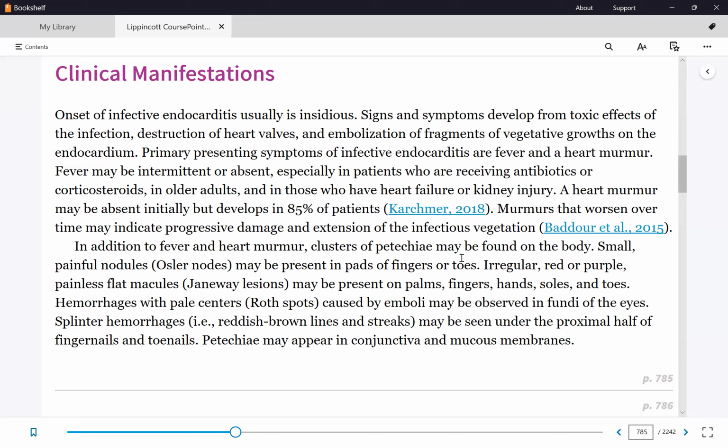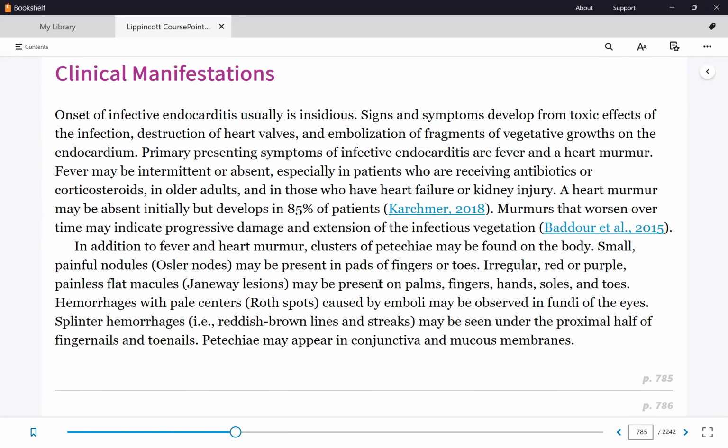Other manifestations are Osler nodes. What are these nodes? They are painful nodules in the pads of the fingers or toes. Remember those emboli I mentioned from the vegetations that break off? This is the result now, so they become Osler's nodes in your fingers and toes. You can also have Janeway's lesions. These are irregular, red, purple, painless, flat macules, also on your palms, fingers, and the soles of your feet.